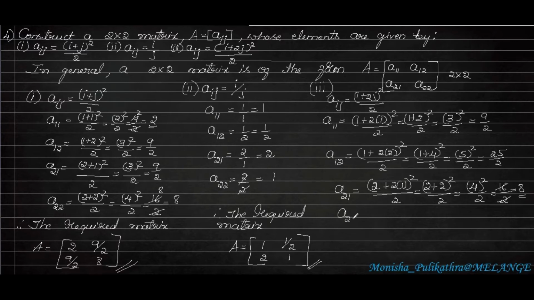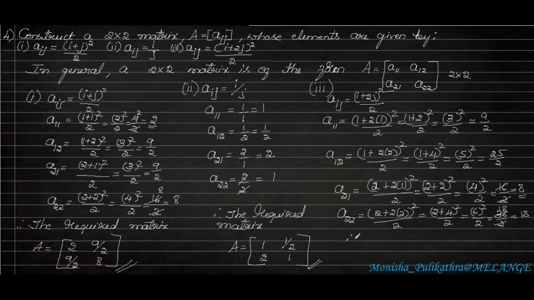Next, the last one is A22. That is 2 plus 2 into 2 whole square divided by 2 is equal to 2 plus 2 twos are 4 whole square divided by 2. 2 plus 4 is 6 square divided by 2, that is 36 by 2. So 2 ones are 1 carry and 2 eights are 16, that is 18.